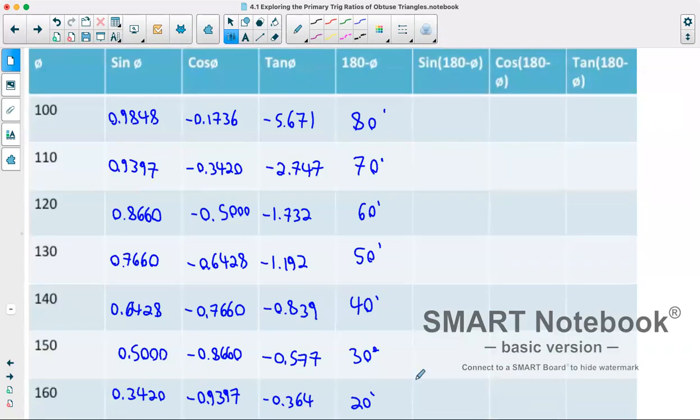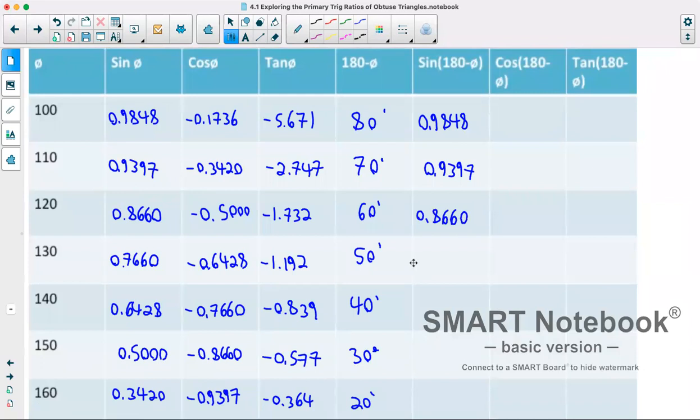Okay, so what we're going to do now is use sine, cosine, tan with this new angle. And then once we do that, we'll compare what we have in these three columns to what we get in these three columns. So this first one, we would have sine of 180 minus our angle of 100. So that's sine of 80, which gives us 0.9848. Sine of 70 gives us 0.9397. Sine of 60 gives us 0.8660.